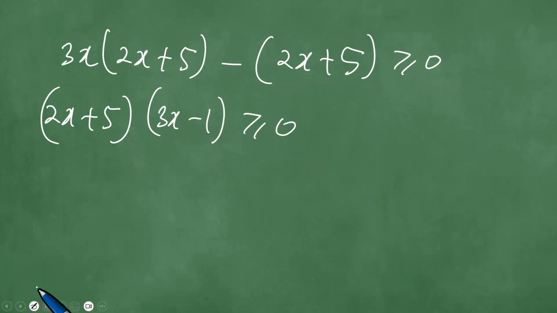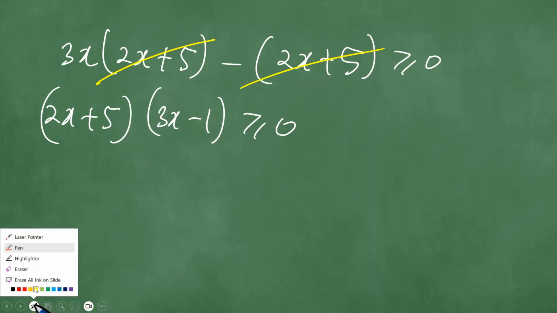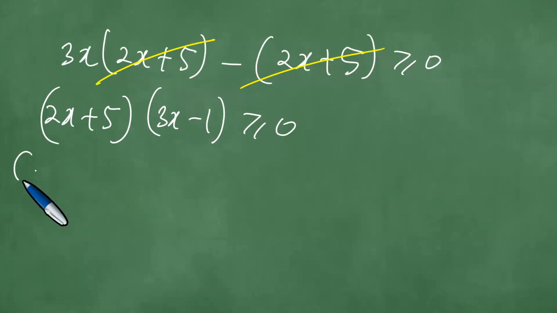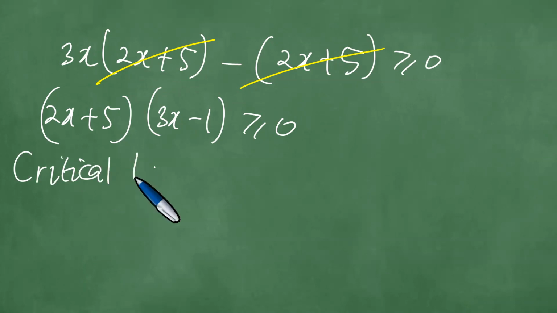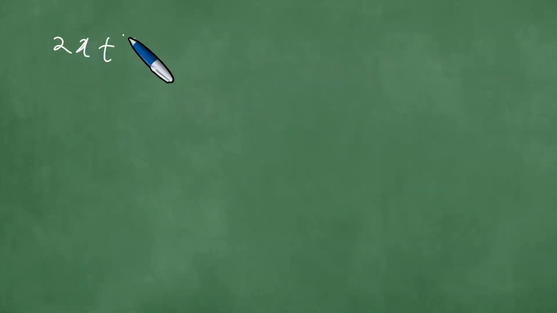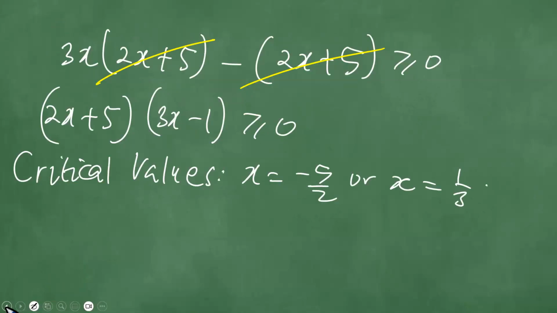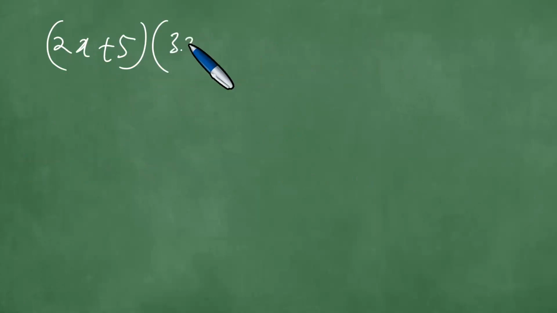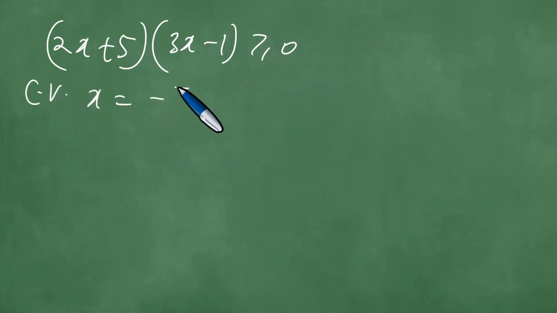Now, some students have a challenge factorizing this, but when you take out the highest common factor, you cross this out, and you'd have 3x minus 1. When you get to this point, you look for the critical values. So x equals minus 5 over 2 or x equals 1 over 3. 2x plus 5 into 3x minus 1. The critical values: x equals minus 5 over 2 or x equals 1 over 3.